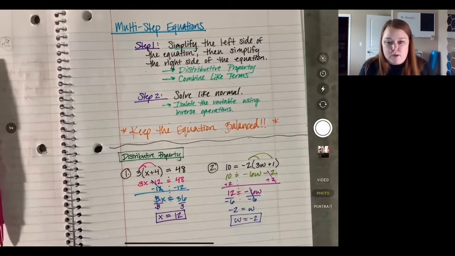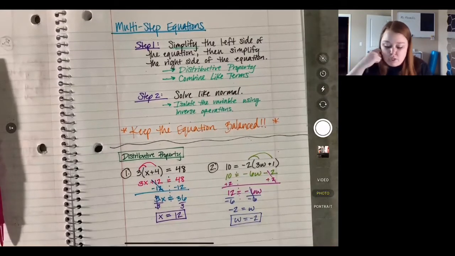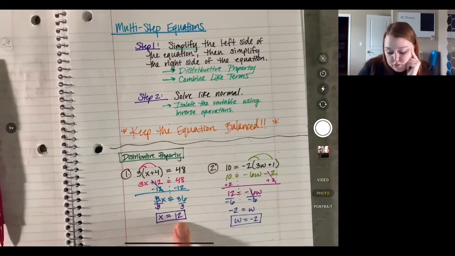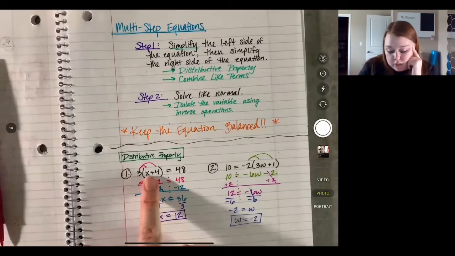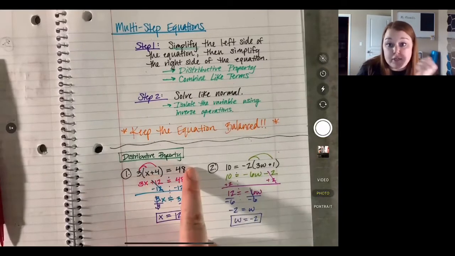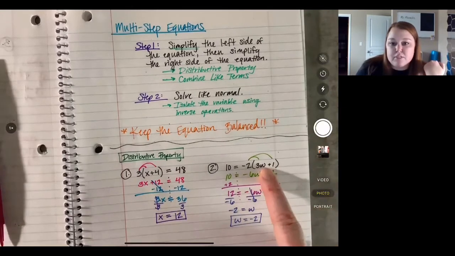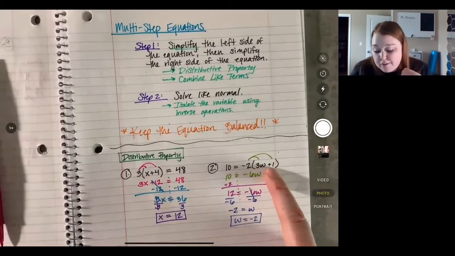Now some of you are like, why didn't Ms. Meineke do her check? We're going to check on the next page, but if you're good at mental math, and I know some of you are, you can just plug this in in your head. If I plug in a 12 right there, 12 plus 4 is 16. 3 times 16, if you use a calculator, is 48. So we're good. Negative 2, if I plug that in right there, 3 times negative 2 is negative 6. Negative 6 plus 1 is negative 5. Negative 2 times negative 5 is positive 10.